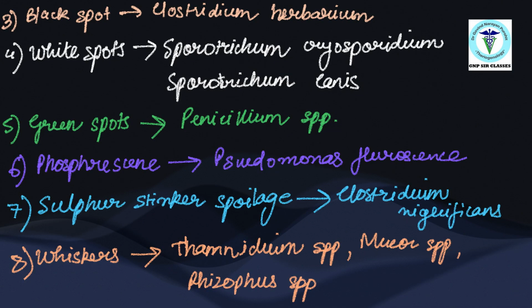3. Black spot occurs due to Clostridium herbarum. 4. White spots occur due to Sporotrichum carnis or Sporotrichum cryosporidium. 5. Green spots occur due to Penicillium species. 6. Phosphorescence due to Pseudomonas fluorescens. 7. Sulfur stinker spoilage, Clostridium nigrificans. 8. Whiskers occur due to Thamnidium species, Mucor species, and Rhizopus species.